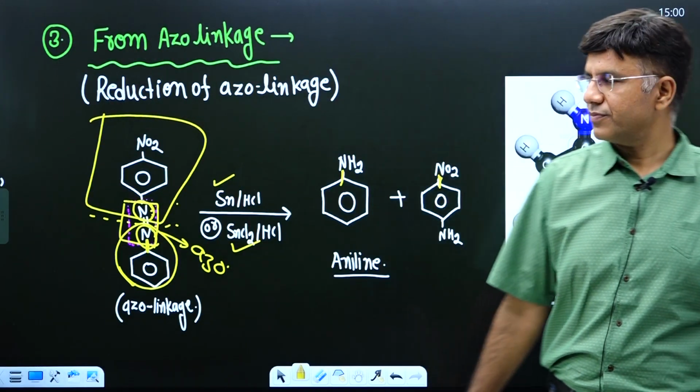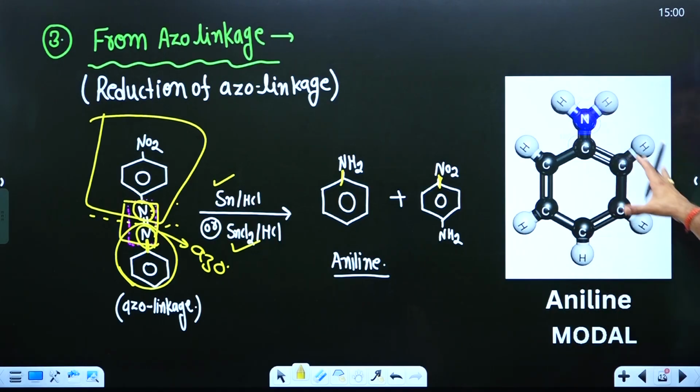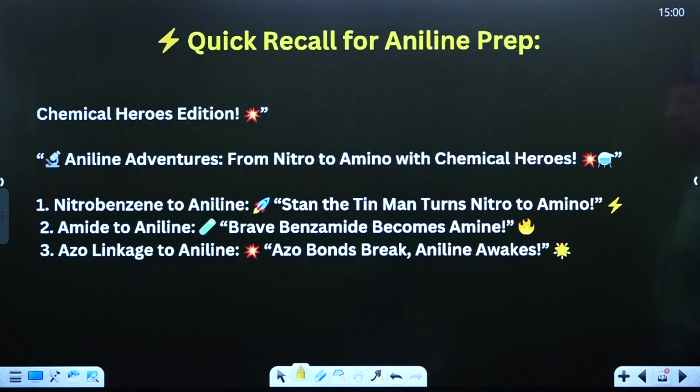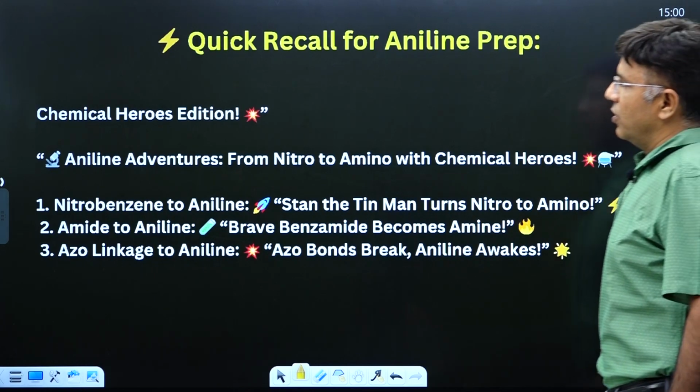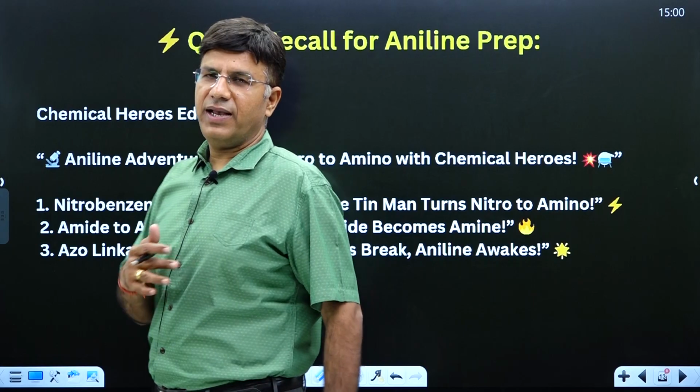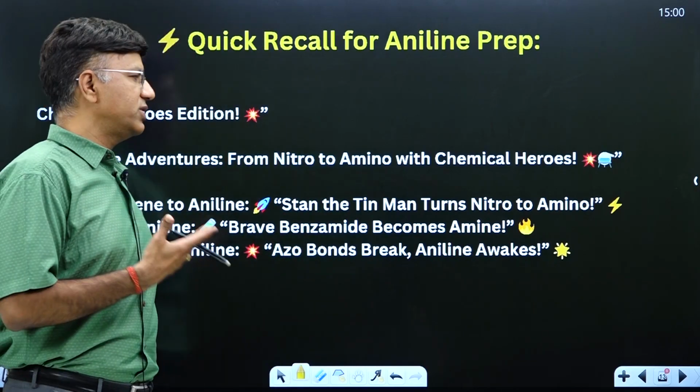Got it? This is the aniline structure, 3D structure. Now these I have prepared using my customized GPT, the AI tool ChatGPT.